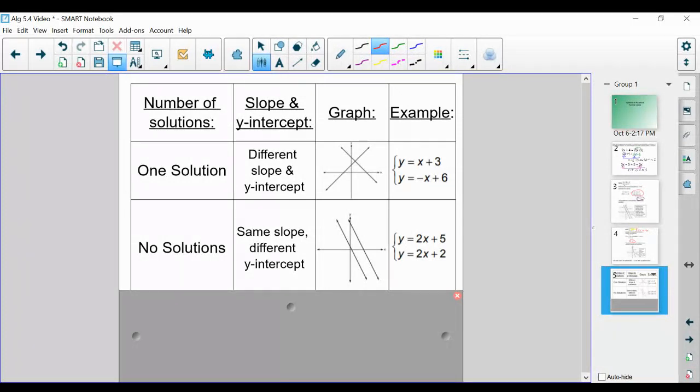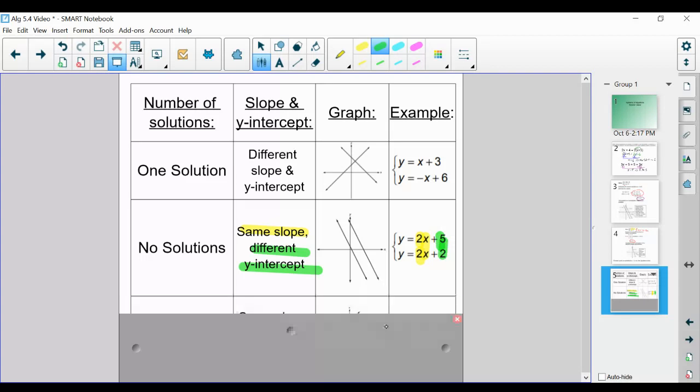And in the graph, again, it's showing you a representation of parallel lines. Those lines are never going to intersect. They have the same slope. And one possible example of a system would be y equals 2x plus 5 and y equals 2x plus 2. Notice again, they have the same exact slope, but a different y-intercept. So they have the same slope, 2x and 2x, but they have a different y-intercept of 5 and 2.